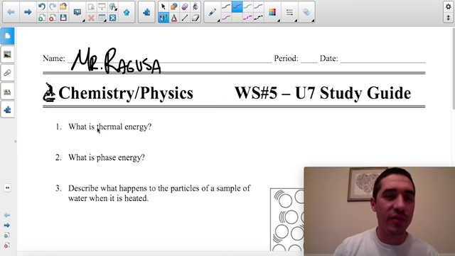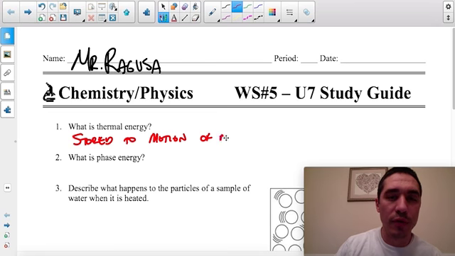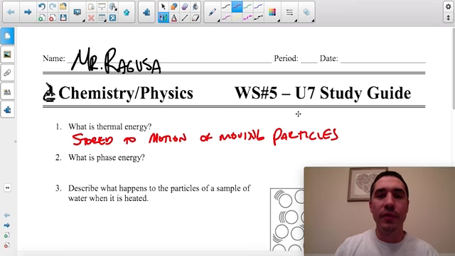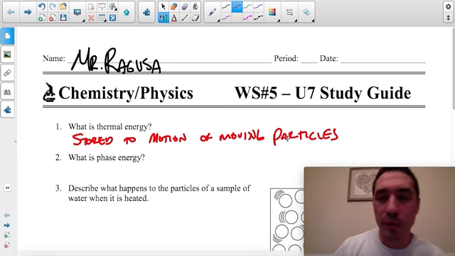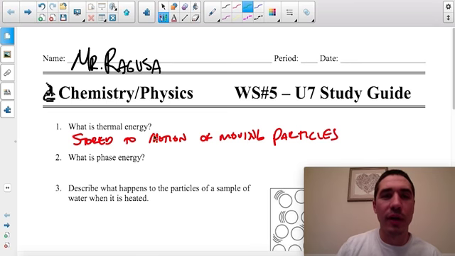We're going to go through a couple questions here. The first one asks, what's thermal energy? Thermal energy is energy that's stored due to the motion of moving particles. So in this idea of stored moving particles, particles that are moving fast have lots of thermal energy, and particles that move slow do not. That's kind of like our kinetic energy from physics.